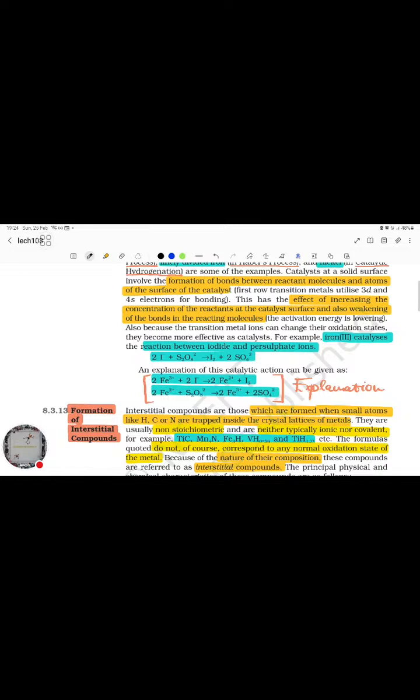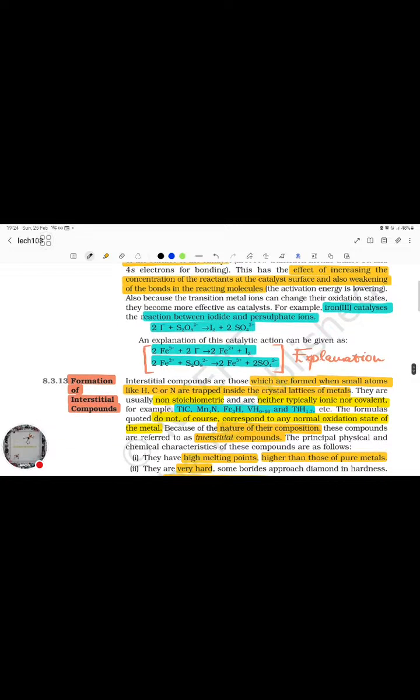Also, because the transition metal ions can change their oxidation states, they become more effective as catalysts. அதாவது transition metal ions can change their oxidation state அப்படின்னா அப்போ கண்டிப்பாக they are very good fit for becoming catalyst. For example, we have iron 3, Fe3+, which catalyzes the reaction between the iodide and persulfate ions. அதாவது if I have iron 3 ion, it is able to catalyze the reaction between iodide and persulfate ion.